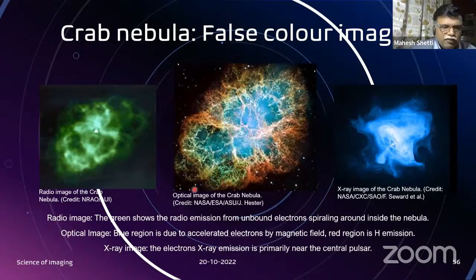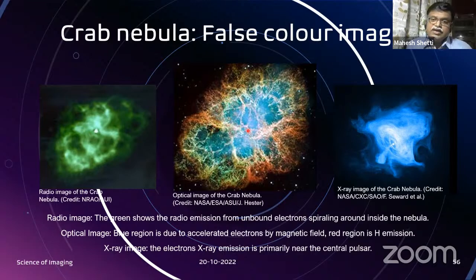This is the Crab Nebula. The green shows the radio emission from the unbound electrons inside the nebula. Basically that star had exploded, and the hydrogen gas is moving around. The explosion was seen in 1054 AD. There are inscriptions and written records in China and other places, so we know about that. And even with normal telescopes, amateur telescopes, it is possible to see the Crab Nebula.